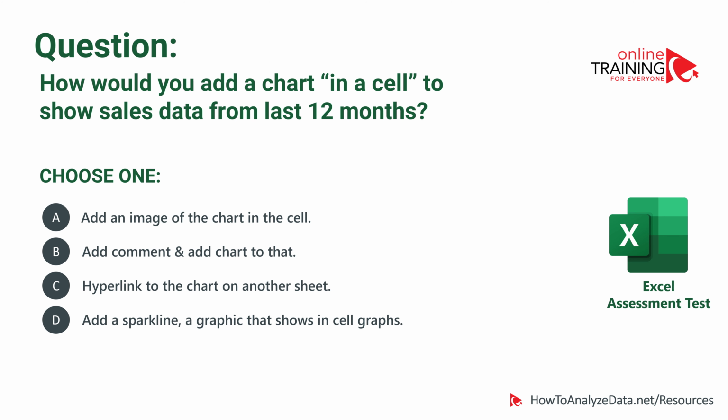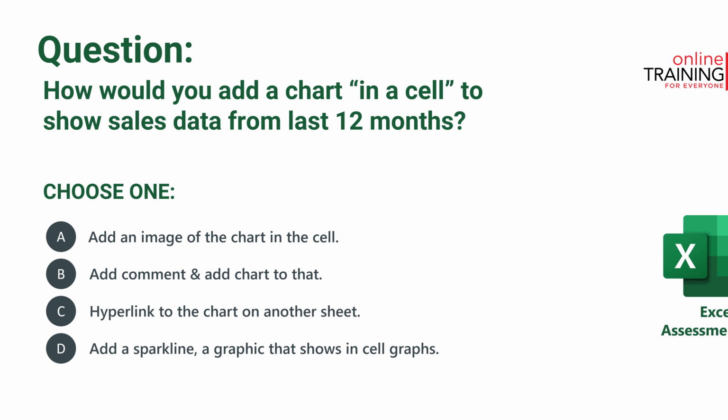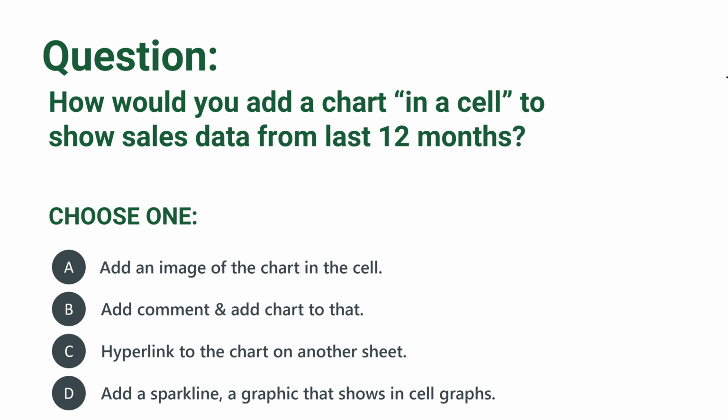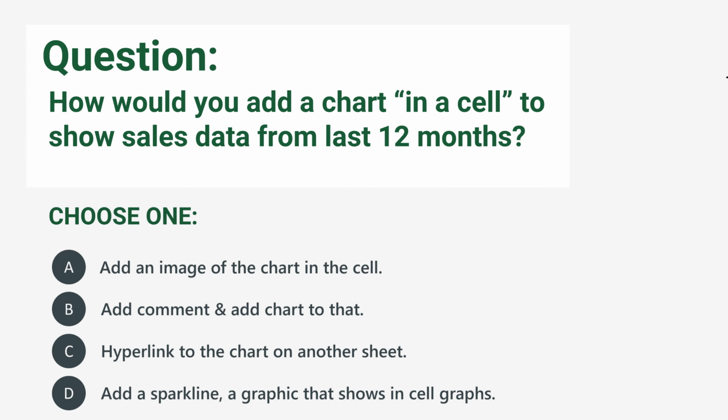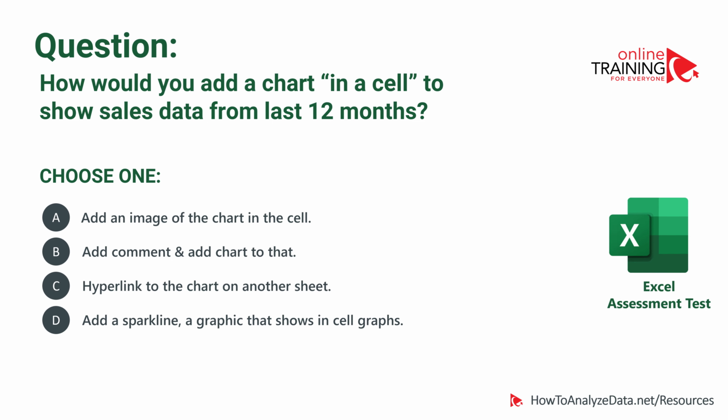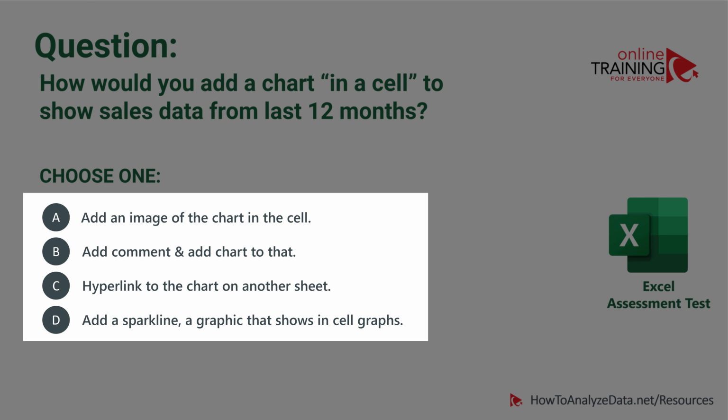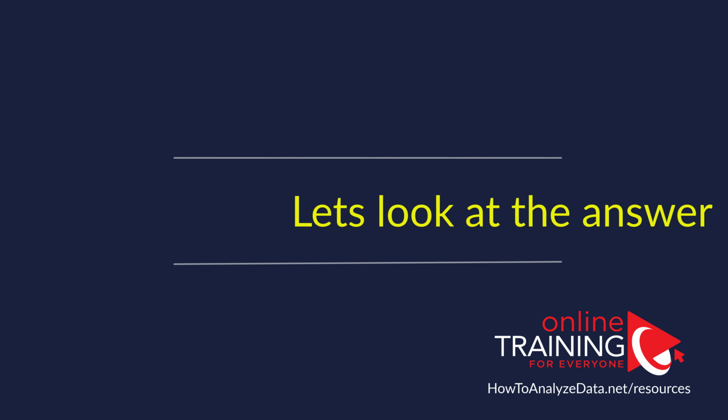Let's look at this question, which you might see as part of an Indeed assessment test or LinkedIn assessment test. How would you add a chart in a cell to show sales data for the last 12 months? And then there are four choices that you're presented with. Add an image of the chart in the cell, add comments and add chart to that, hyperlink to the chart on another sheet, and then the last one, add a Sparkline, a graphic that shows a sales graph. Which one would you choose? Which one do you think is the right answer?